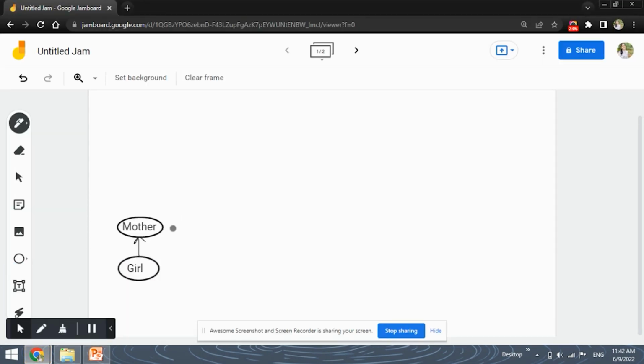Keep in mind while drawing such graphs, you need to keep the people of the same generation on the same level, okay, in the graph. So keep her mother's brother on the same level as we have drawn mother. By doing this, you will not get confused in the relations. This is her mother's brother.